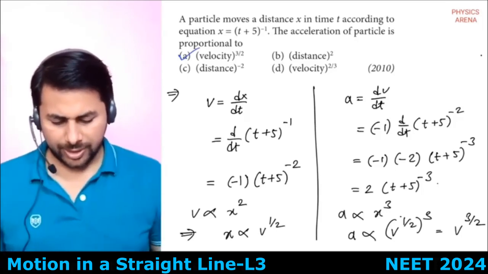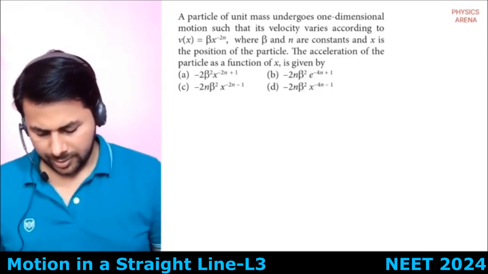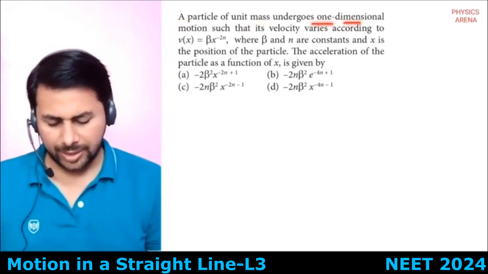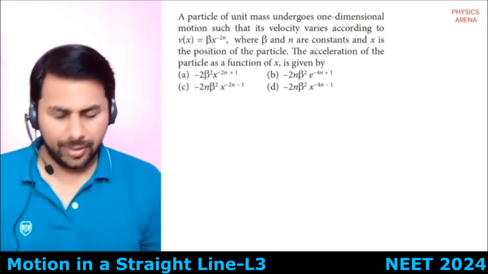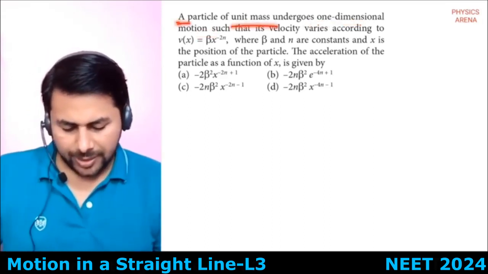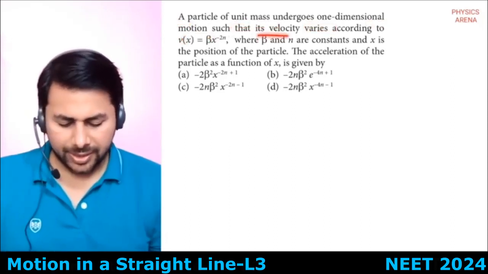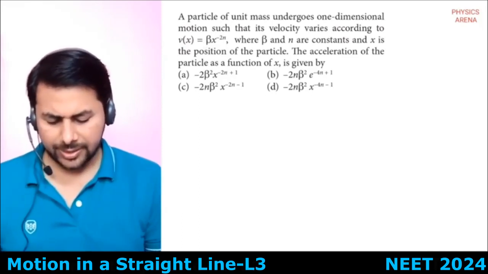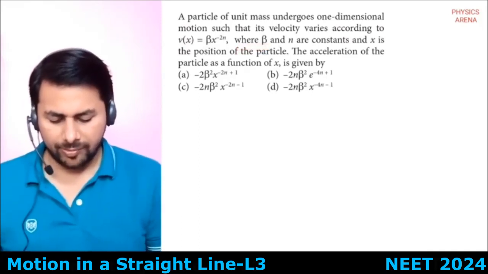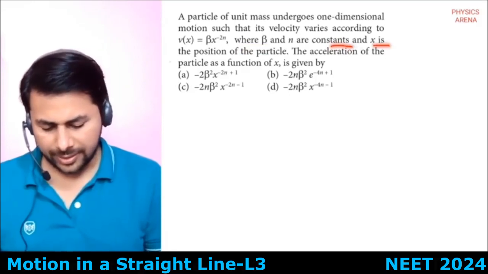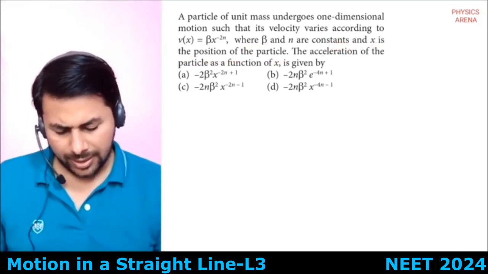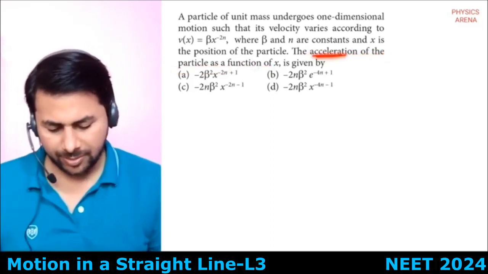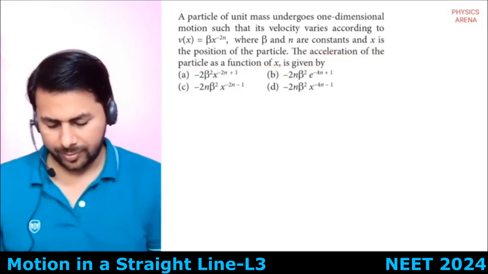Okay, so this was a simple question, and this question: a particle of unit mass undergoes one-dimensional motion such that its velocity varies according to v of x is equal to beta x raised to minus 2n, where beta and n are constants and x is the position of the particle. The acceleration of the particle as a function of x is given by. Again, you want acceleration as a function of x.